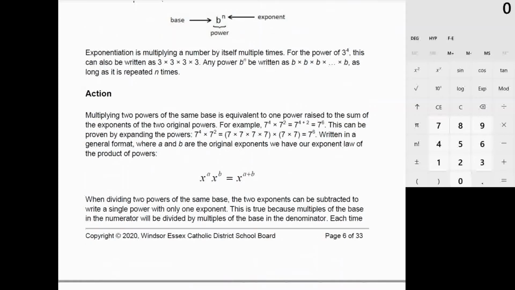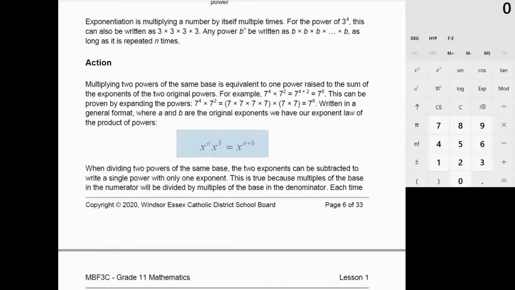And the first of which is the exponent law of products of powers. A product refers to multiplying two powers together. So here, in general, I have x to the power of a times x to the power of b, and that would equal x to the power of a plus b. So if I'm multiplying two powers together, it's equivalent to adding the exponents together and creating a new power with the same base, and the exponent of that power being the sum of the original two exponents.